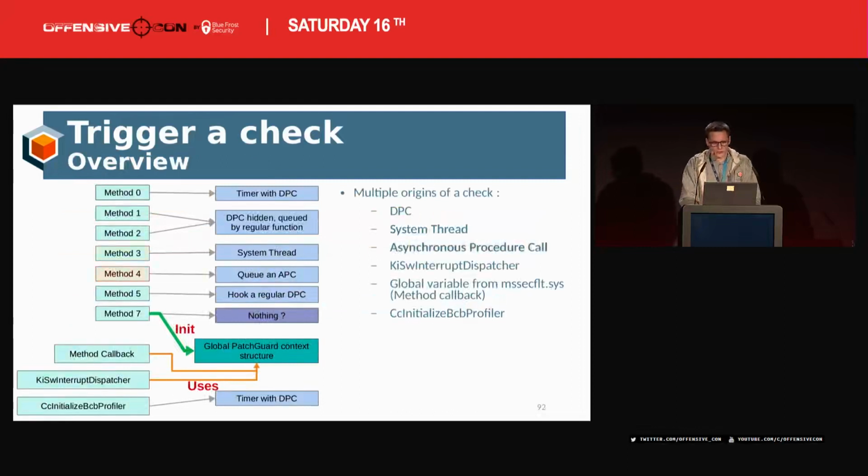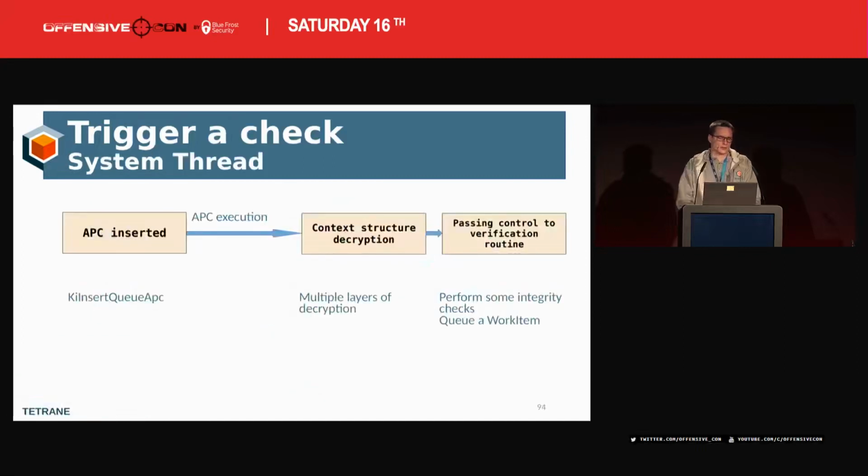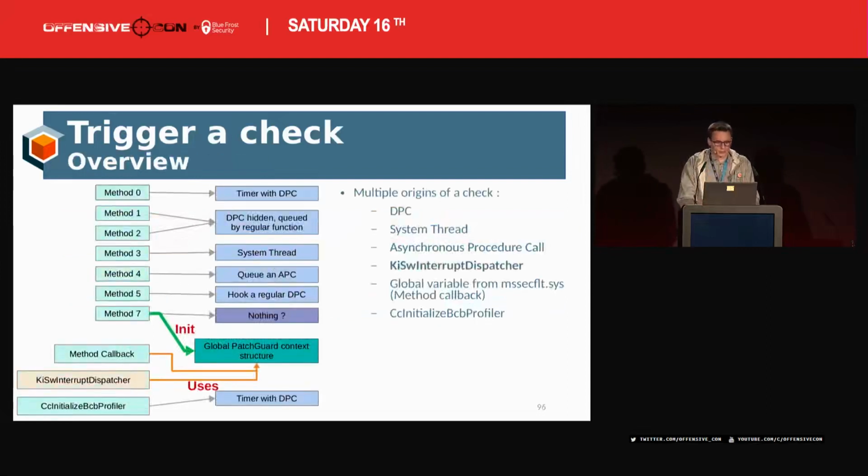Now that we see system thread, we can see the asynchronous procedure call. In this case, just like system thread, it's inserted as is, and it will execute directly the context structure decryption without any exception on their part and other stuff. So what about the KiSwInterruptDispatcher?